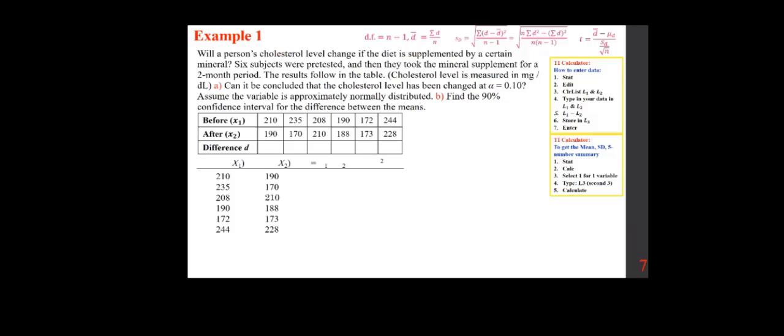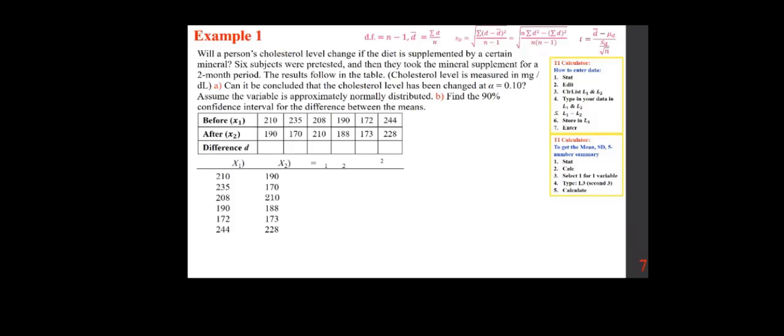First, let's understand what is given. We are dealing with the same group of subjects where n is 6. Then the information is given, x sub 1 before, x sub 2 after, and now we are going to calculate the difference between the two. For example, if you look at the first one, 210 minus 190 is 20. We're going to do everything by hand here, not that you have to.